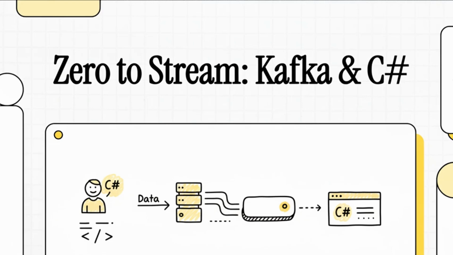If you're a C# developer, you already know that waiting for nightly batch jobs just doesn't fly anymore. Your users want everything, and they want it now. Well, that's exactly what we're going to build today. We are going to take Apache Kafka and plug it right into a C# web app, step by step.